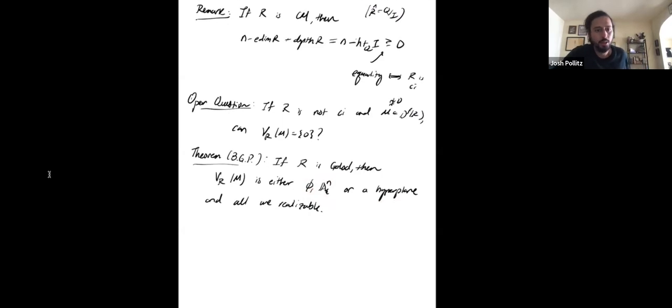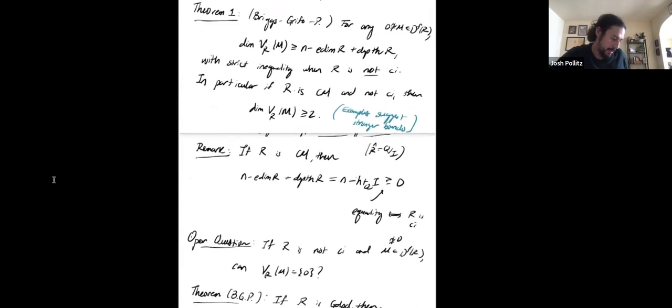Right, okay. So in some sense, for CIs, we know exactly what happens. You can realize every single variety. And for Golod rings, there's 3 options. It's either the support variety of 0, or the support variety of k, or you're some kind of hyperplane. Okay, so this is theorem 1.